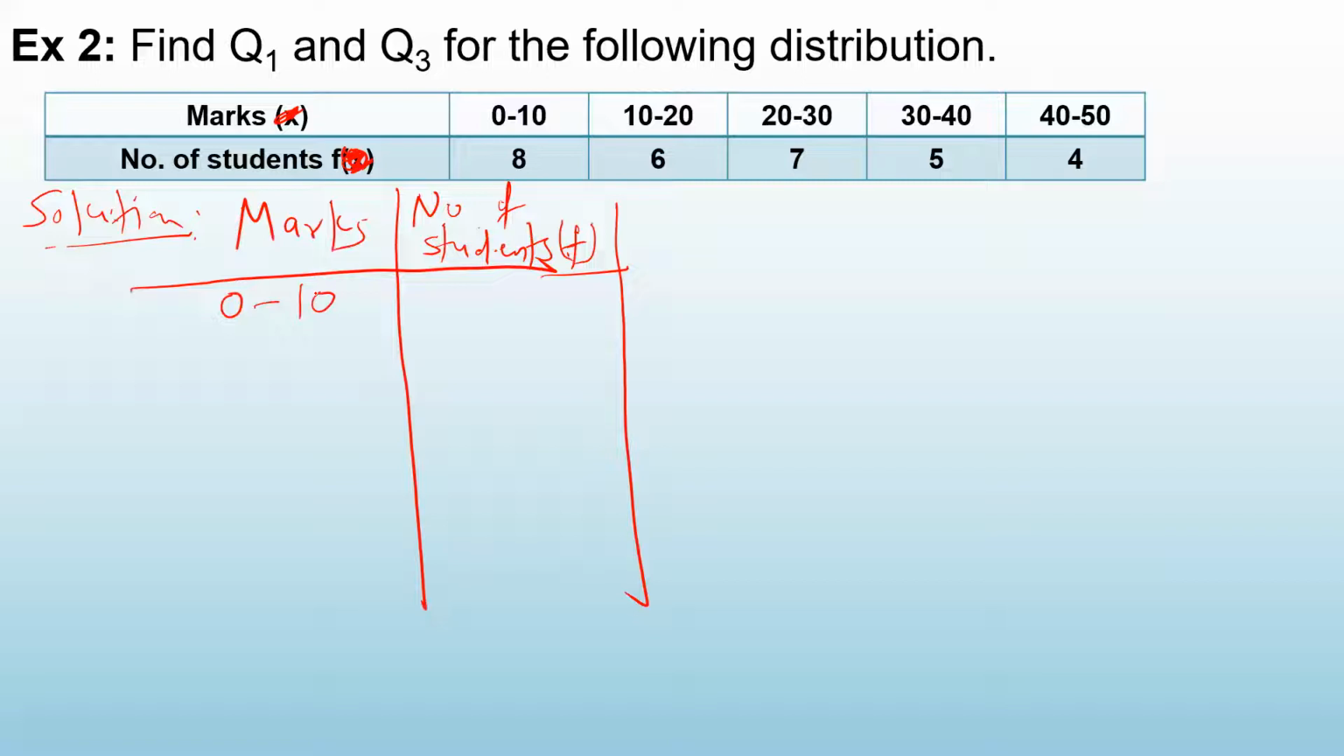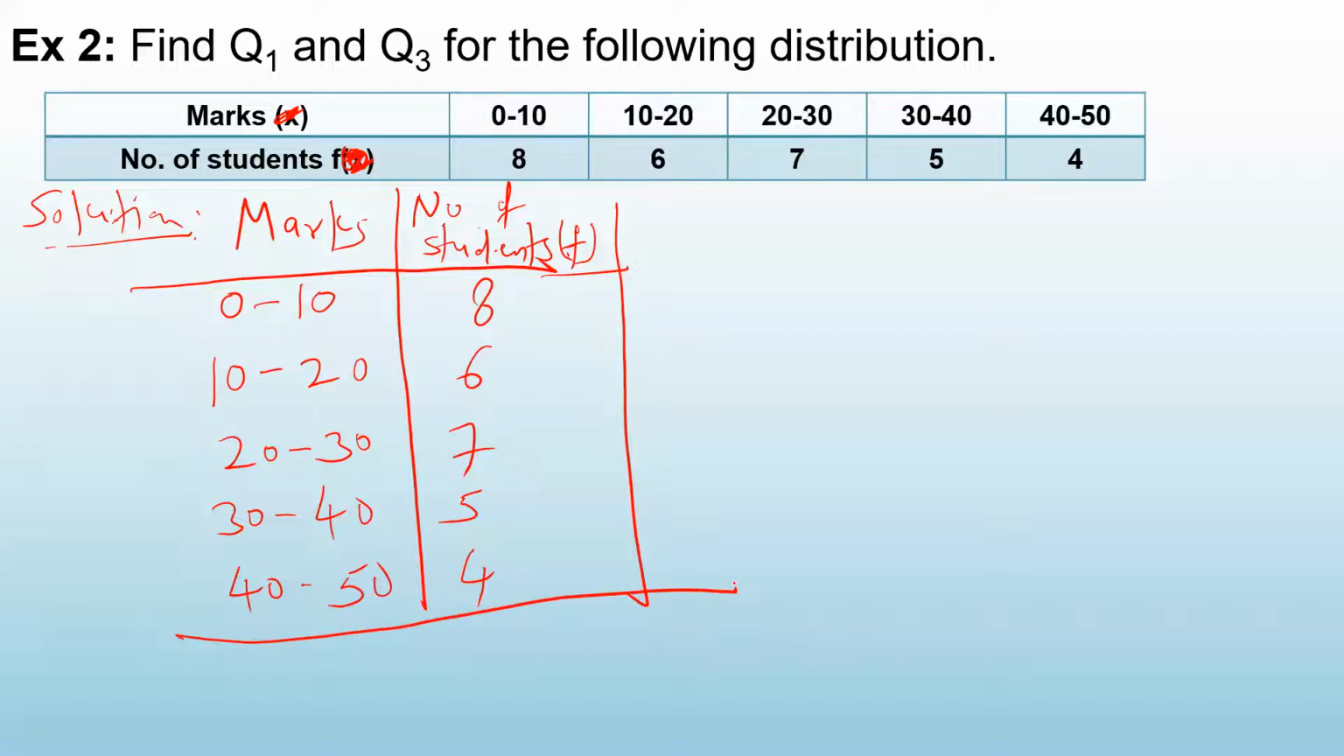So for the interval 0 to 10, the number of students is 8, which means the frequency is 8. That means there are 8 students whose marks are between 0 and 10. I hope you are understanding this. There are 6 students whose marks are between 10 and 20, okay? Between 20 and 30, 7 students. 30 and 40, 5 students. And finally 40 to 50, 4 students. So I've written the same table in a vertical way.